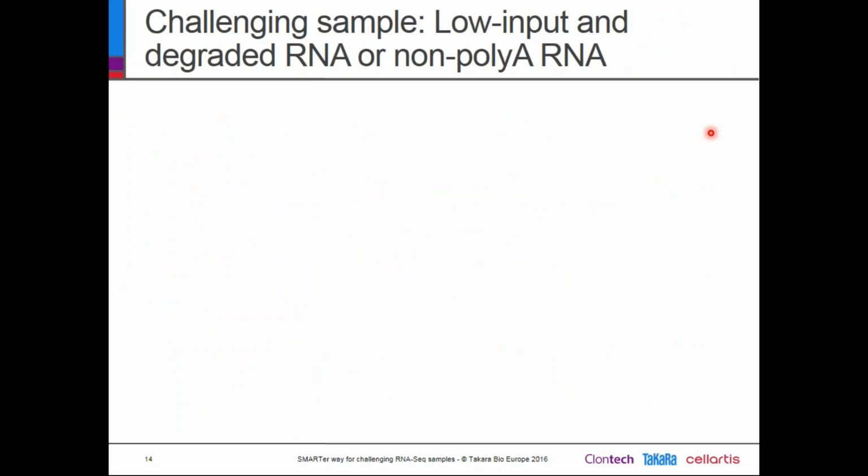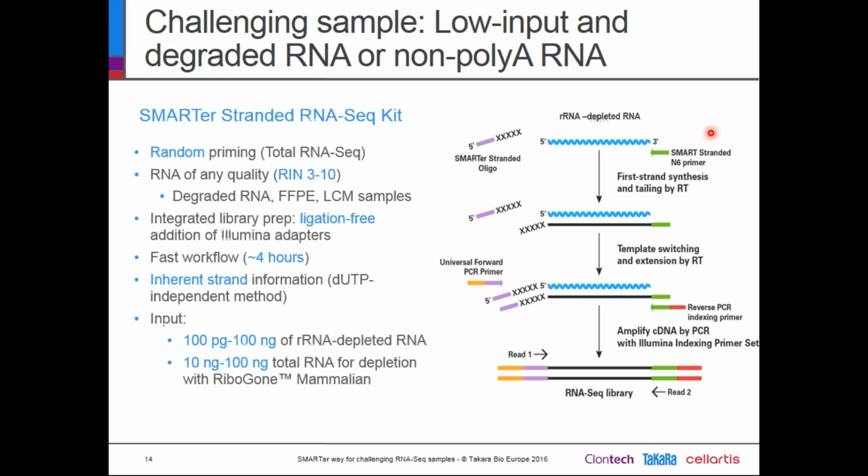So in the first case, if you have low input RNA and it is degraded, usually it won't have a poly-A tail, because the RNA degradation will start from the ends. Or if your RNA is naturally non-polyadenylated because it's from bacteria or from a virus, you can't use oligo-DT priming. So in that case, what you can use is random priming, and here is the method that we have adapted to use the SMART technology with random priming. It's called the SMARTer Stranded RNA-Seq Kit.